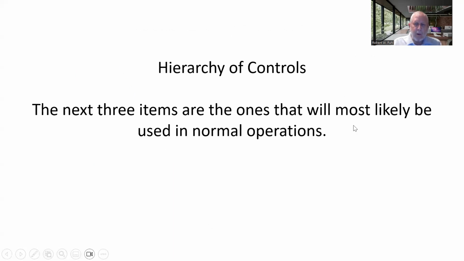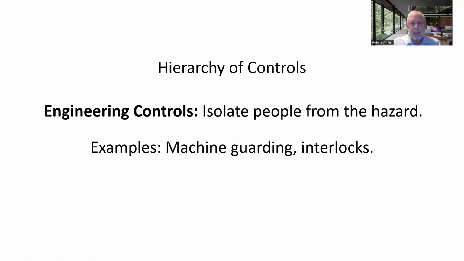The next three items are the ones that will most likely be used in normal operations. Engineering controls isolate people from the hazard. Examples: machine guarding, interlocks, that type of thing. They're usually something physical that isolates people from the hazard and keeps you from getting to it.